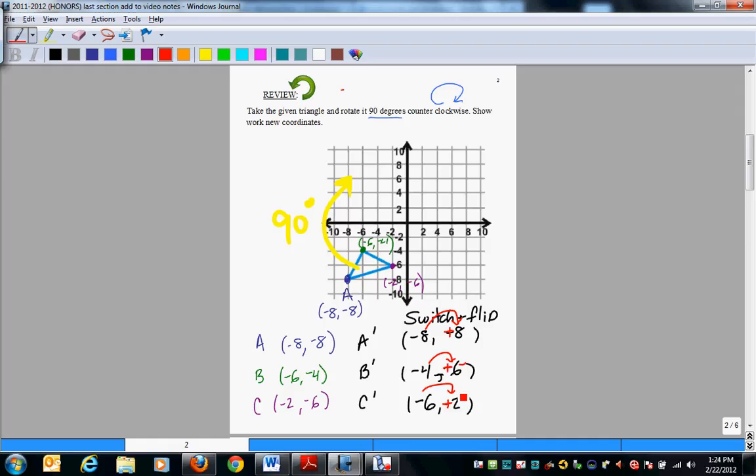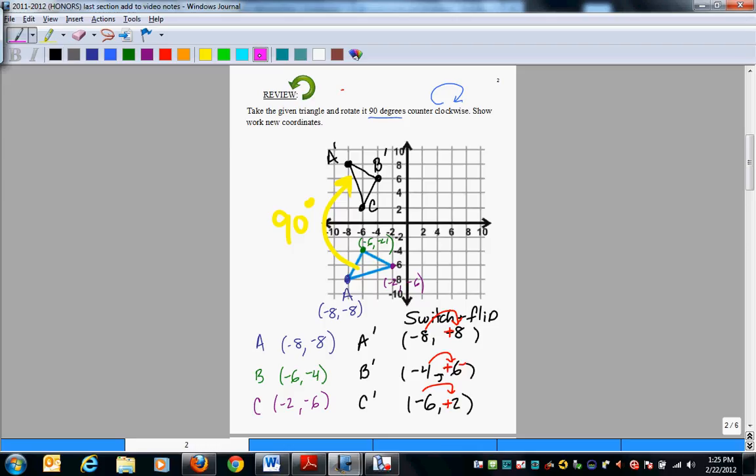Now we're going to plot these 3 new points. We have A' at -8, +8. That's A'. And B' is at -4, +6. And C' is at -6, +2. And we're going to draw a line here.